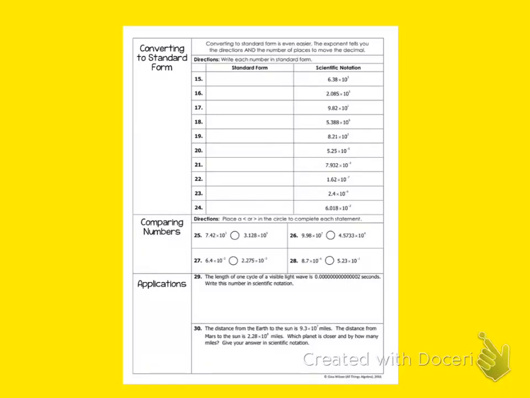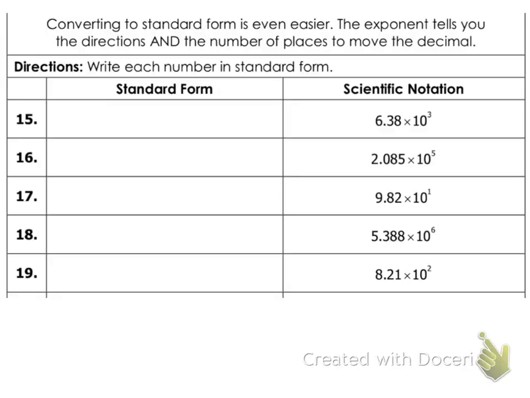So now we're on the next page. So for number 15, these are actually easier to go from scientific notation to standard form. So we start out with 6.38, and then it says times 10 to the third, so that's times 1,000. So that will move the decimal point 3 times to the right.